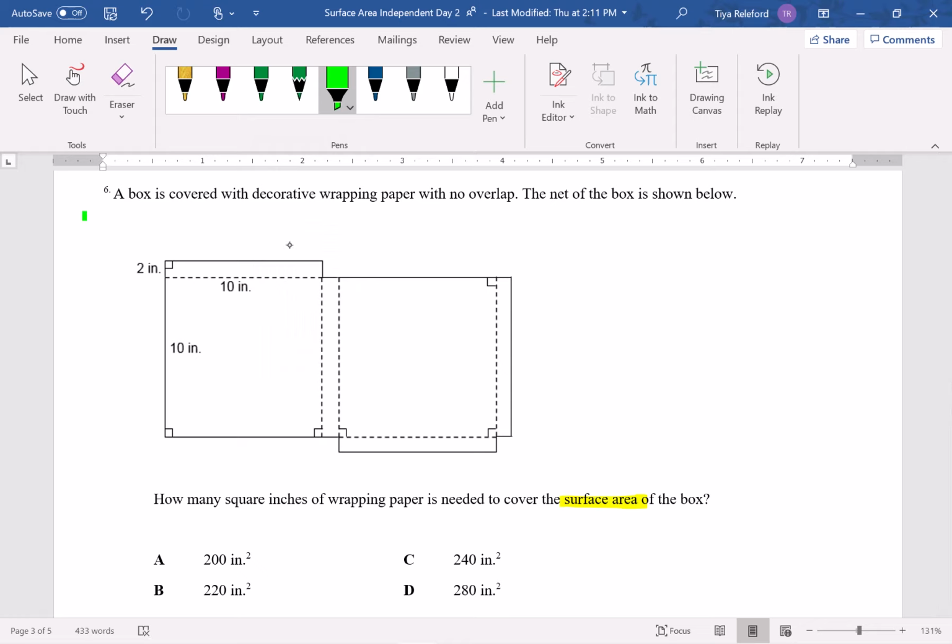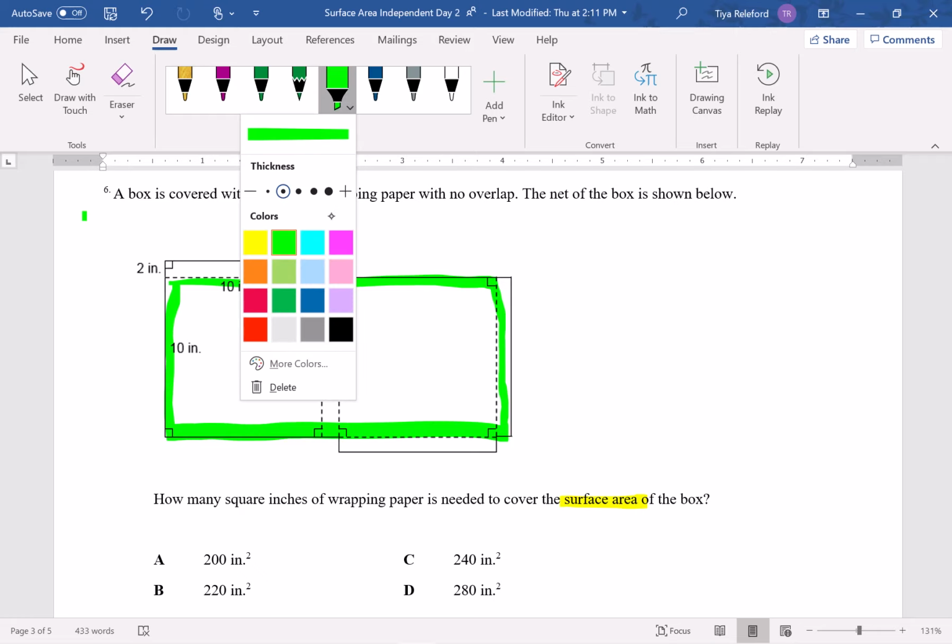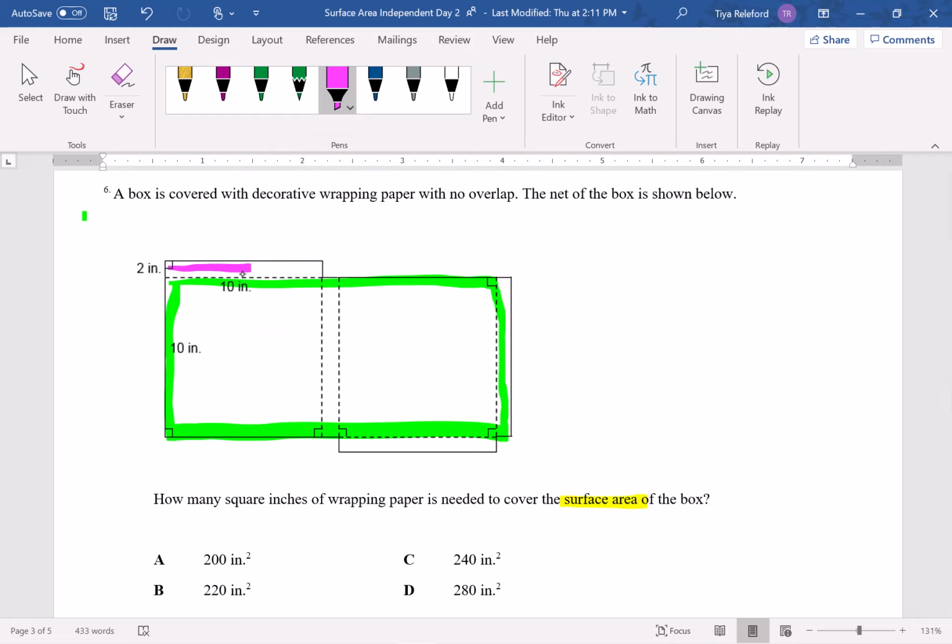If it were me, I would treat this as one big rectangle, and then I would do these little rectangles on the side. So your great big rectangle, the height is 10. The base is a little bit harder to figure out.